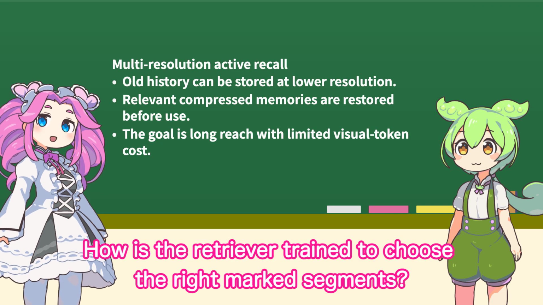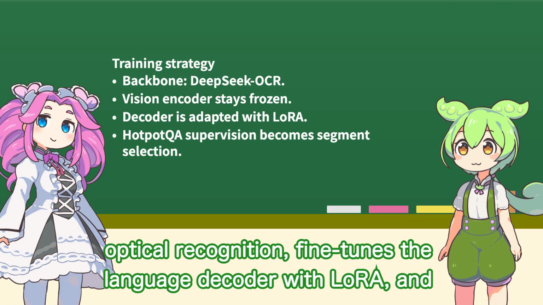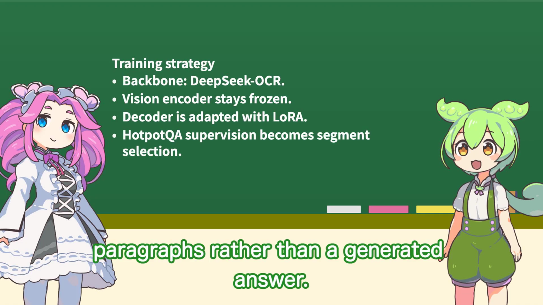How is the retriever trained to choose the right marked segments? The paper adapts DeepSeek OCR. It freezes the vision encoder to preserve optical recognition, fine-tunes the language decoder with LoRA, and repurposes HotpotQA so the target is a binary vector of supporting paragraphs rather than a generated answer.